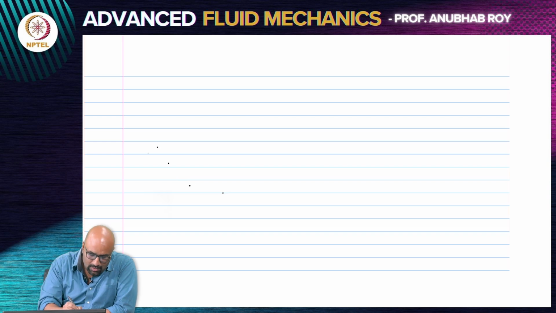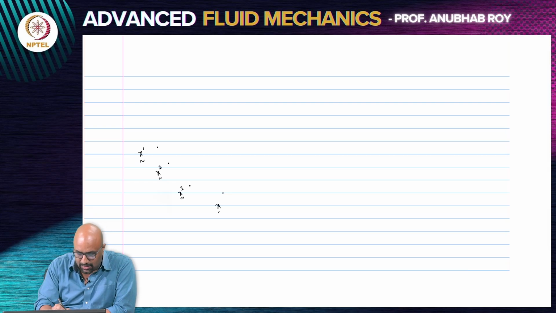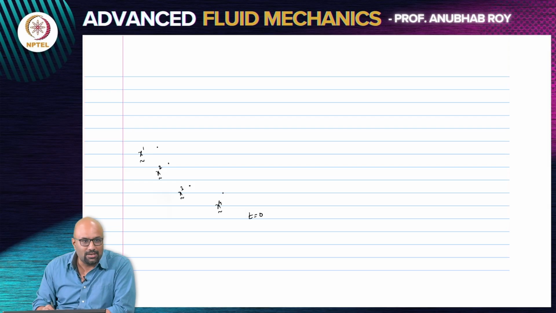One of the particles is starting off from, let's say, coordinate x with superscript 1, another with superscript 3, another with superscript 4. Each of these particles, at the time instant t0, starts off from different points in space.